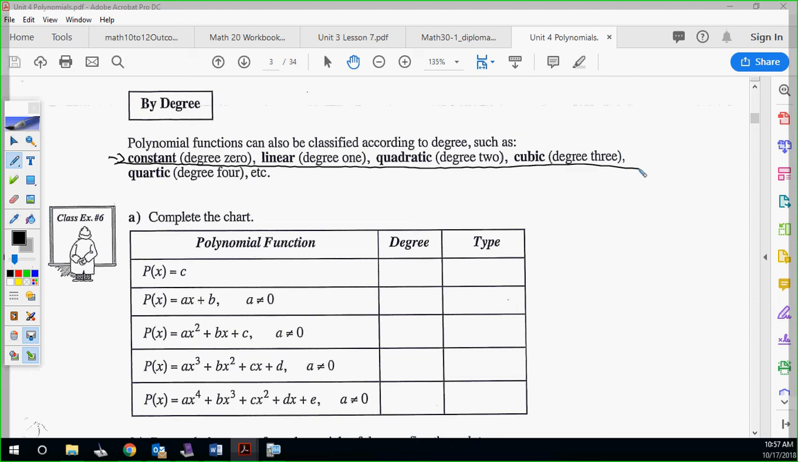Okay? All right, so here's the labeling. Degree of this one is 0. This one would be a constant. This one is a degree of 1. This is the linear. Degree of 2, quadratic. Degree of 3, cubic. Degree of 4, quartic. Quartic doesn't come up as often as the others.